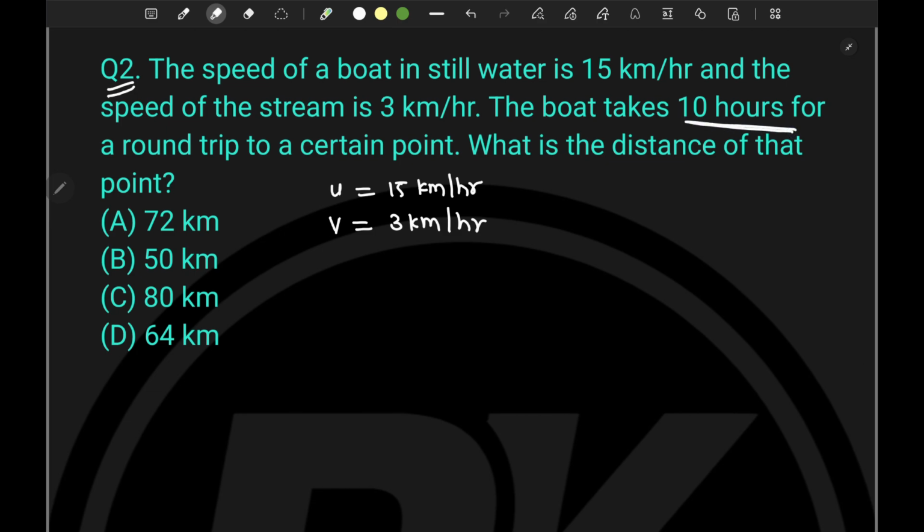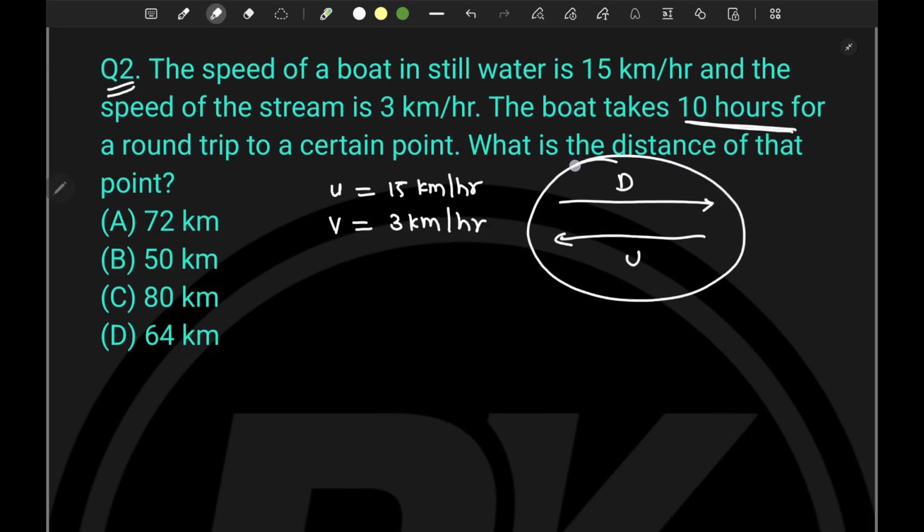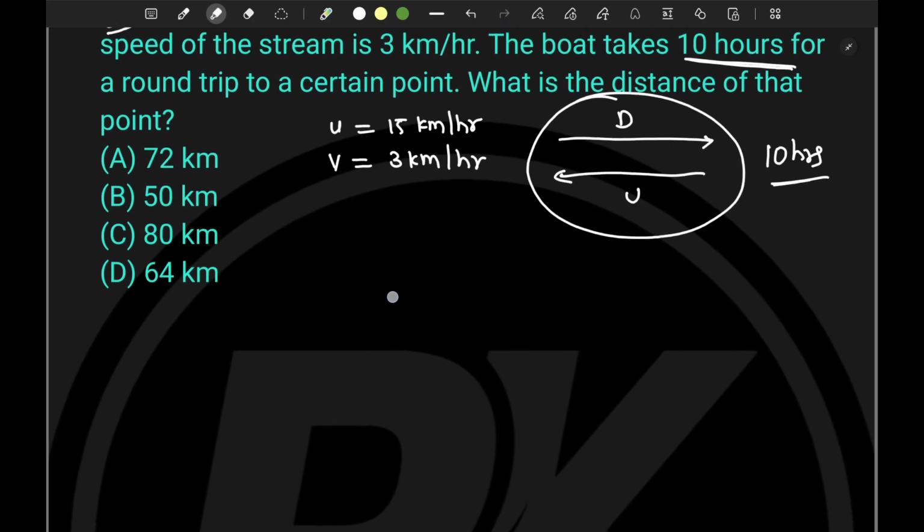Now it is taking 10 hours for a round trip. Round trip means what? It is going, let's say, downstream and then again coming back as upstream. If I cover this total thing, the time taken is 10 hours, combining downstream and upstream. That is what is mentioned in the problem.